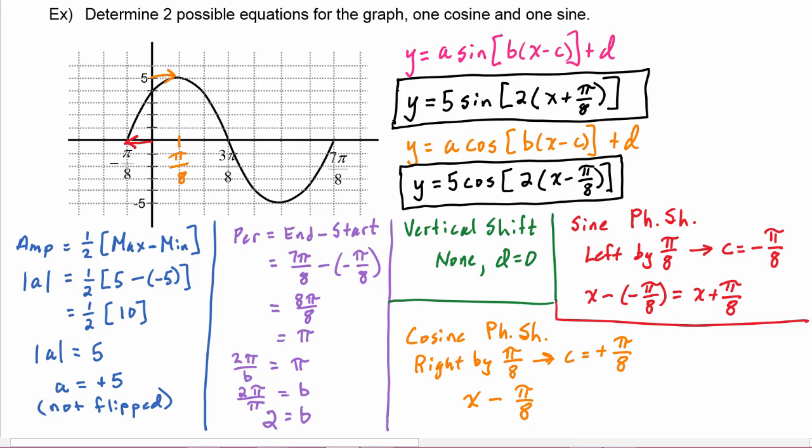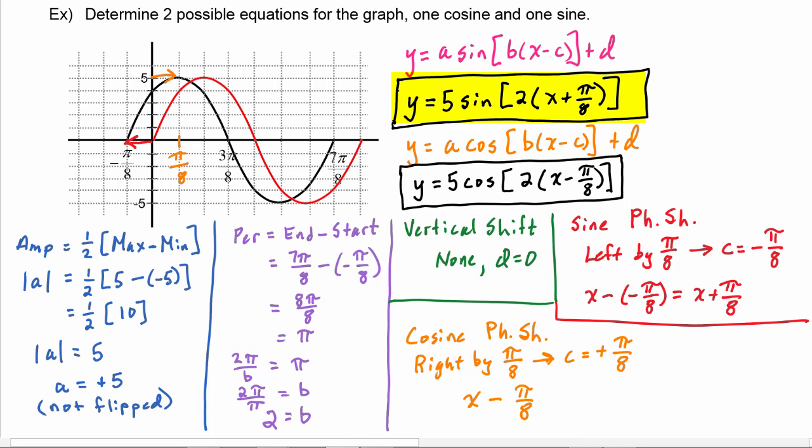So something important to notice, the only difference between a sine wave and a cosine wave for the same picture is the phase shift. The amplitude is the same, so A will be the same. The period is the same, so B will be the same. The vertical shift will be the same. It's just in this case there was none, so D is equal to 0.